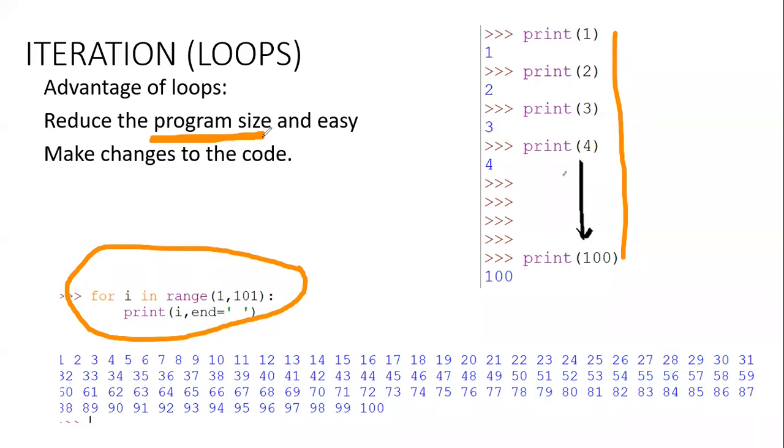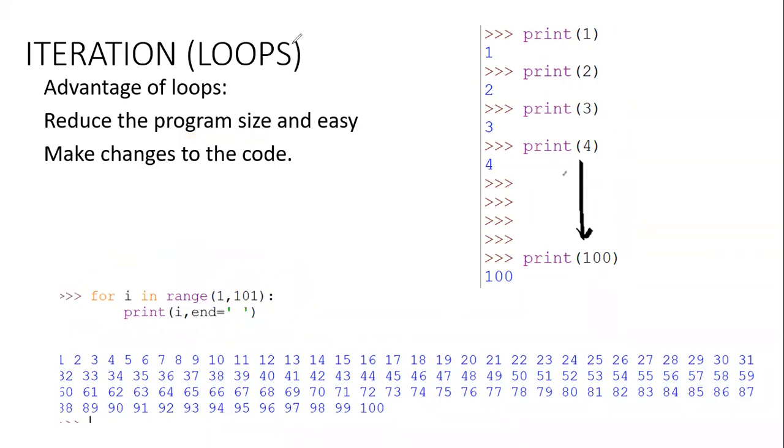And the other thing is, it is very easy to modify or make some changes. Now let's say here I want to produce 1 to 1000. Then you have to write this on 1000 lines. But here, the only modification I need to do to print up to 1000 is to modify this 101 to 1001. That's all. Then it produces the output up to 1000.